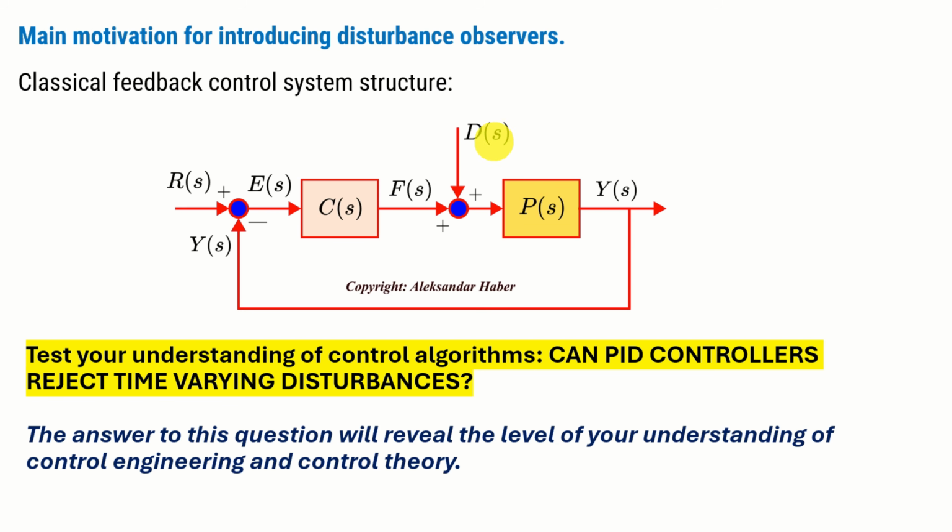For example, let us assume that D is a time-varying disturbance, such as a sine signal or any harmonic signal or even a stochastic signal. And the main question is, can a PID controller reject such a disturbance? This is a fundamental question, and the answer will reveal the level of your understanding of control engineering and control theory. Consequently, before you continue to watch this video tutorial, stop for a second and think about this problem and try to answer it.